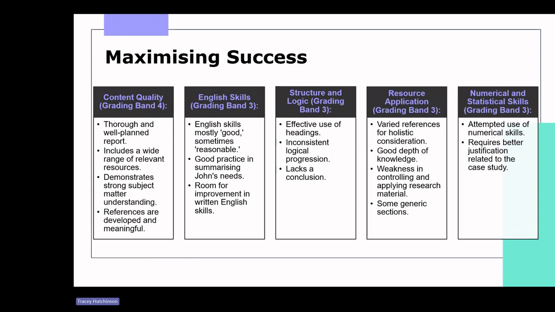For content quality, evidence here was of a band 4. The report is thorough and well planned. It includes a wide range of relevant and appropriate resources, demonstrates a strong understanding of the subject matter, and references are developed, meaningful, and relevant. For English skills, grading band 3, the application of English skills is mostly good, sometimes reasonable, but not excellent. While there is good practice in summarising John's needs at the start of the report, there are areas of improvement in written English skills.